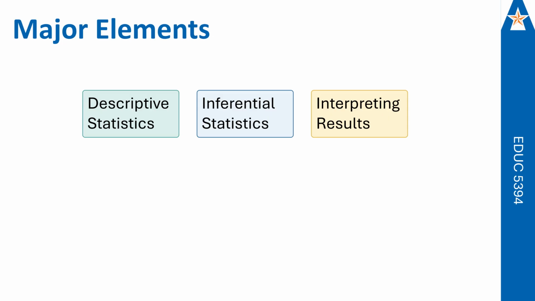First, we describe and summarize the data using descriptive statistics. Unless a study uses a purely descriptive design, researchers normally move forward to test hypotheses, identify relationships, or make predictions using inferential statistics. Finally, the statistical findings must be interpreted in relation to the research question.